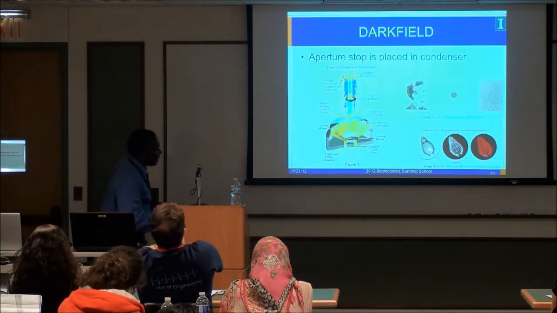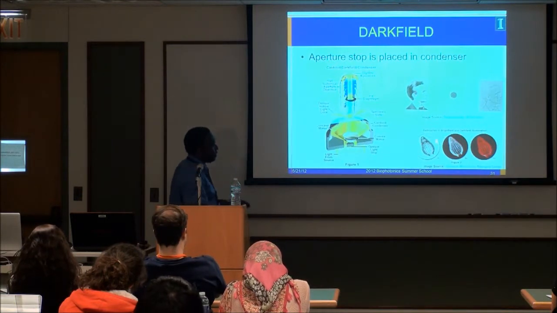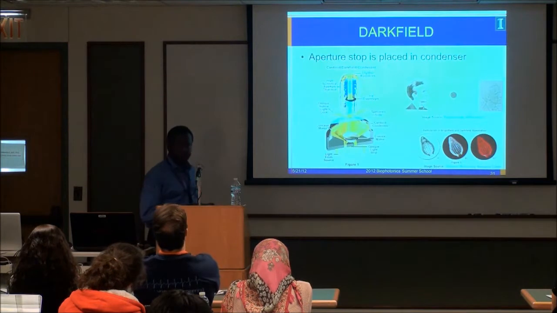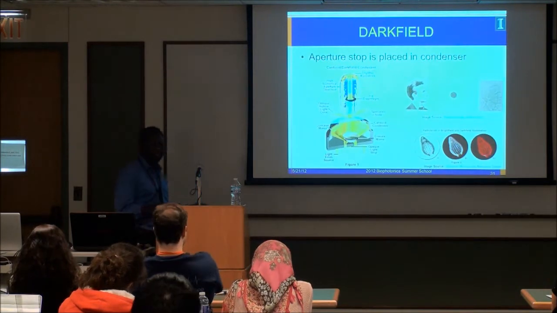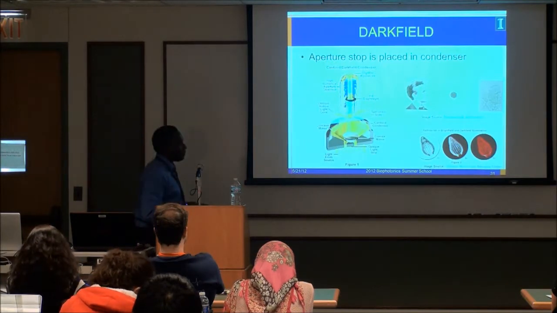So this is just an image of, I think, some type of protozoan. This is the bright field image. Actually, the bright field image doesn't look that bad to me here. Think about it. So this is the bright field image, this is the dark field image, and this is actually a colored dark field.